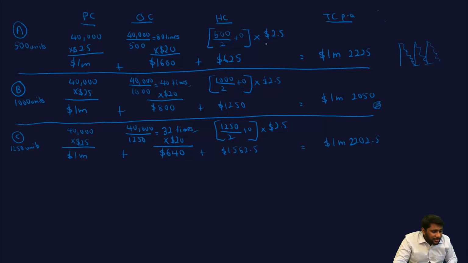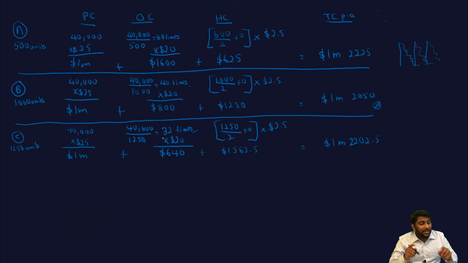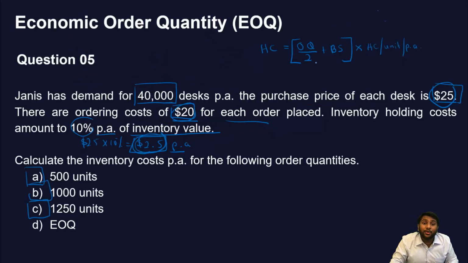Can you remember I told you this $2.5 is the holding cost per unit if you are keeping that unit for the entire year, for the entire 365 days, for the entire 12 months? If you keep one unit, your holding cost for that unit is $2.5. But here you have to understand, you are not keeping one unit for the entire year. Today you have some number of units, tomorrow it is reduced to 450. So in order to take this fluctuation into consideration, we are dividing this by two.